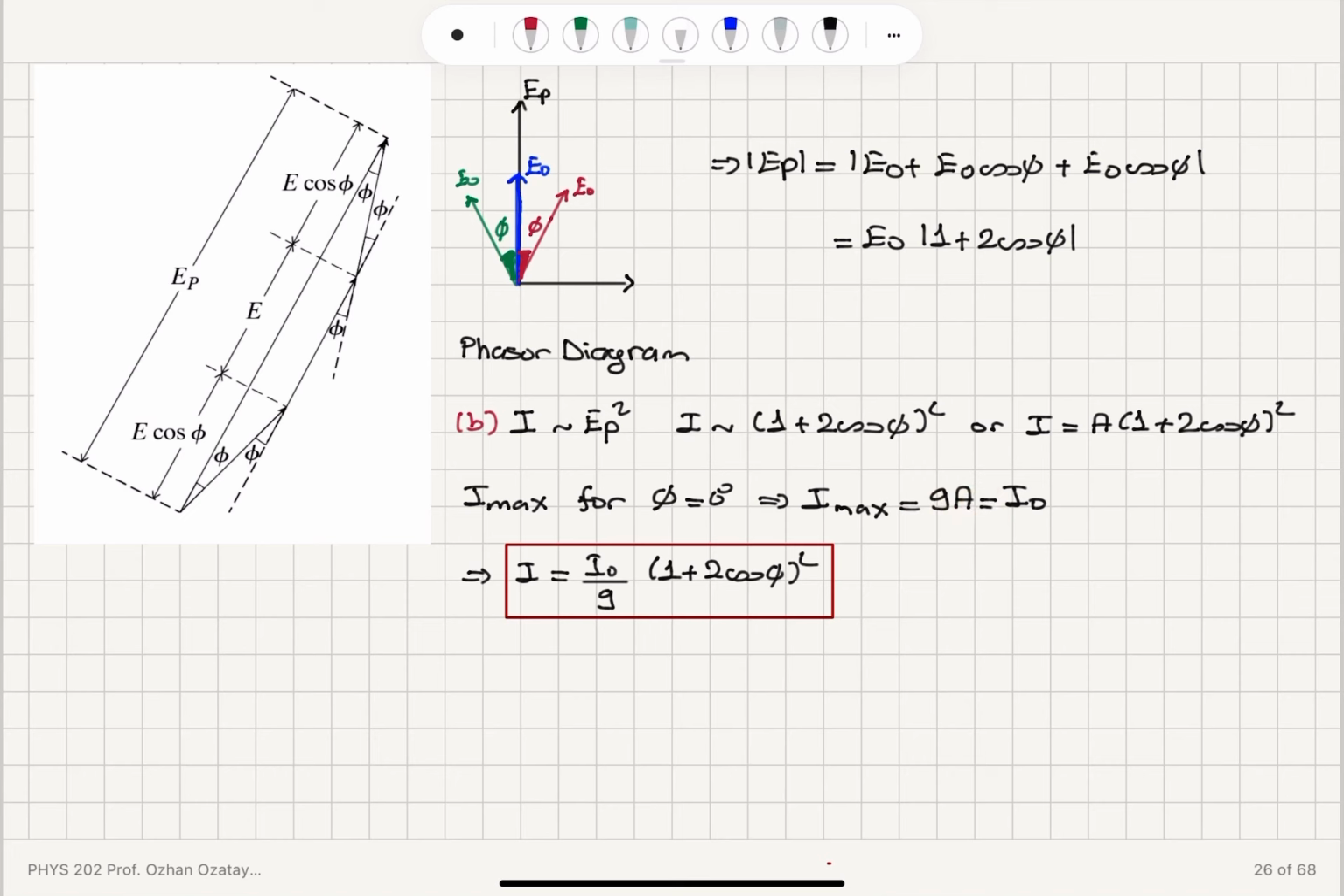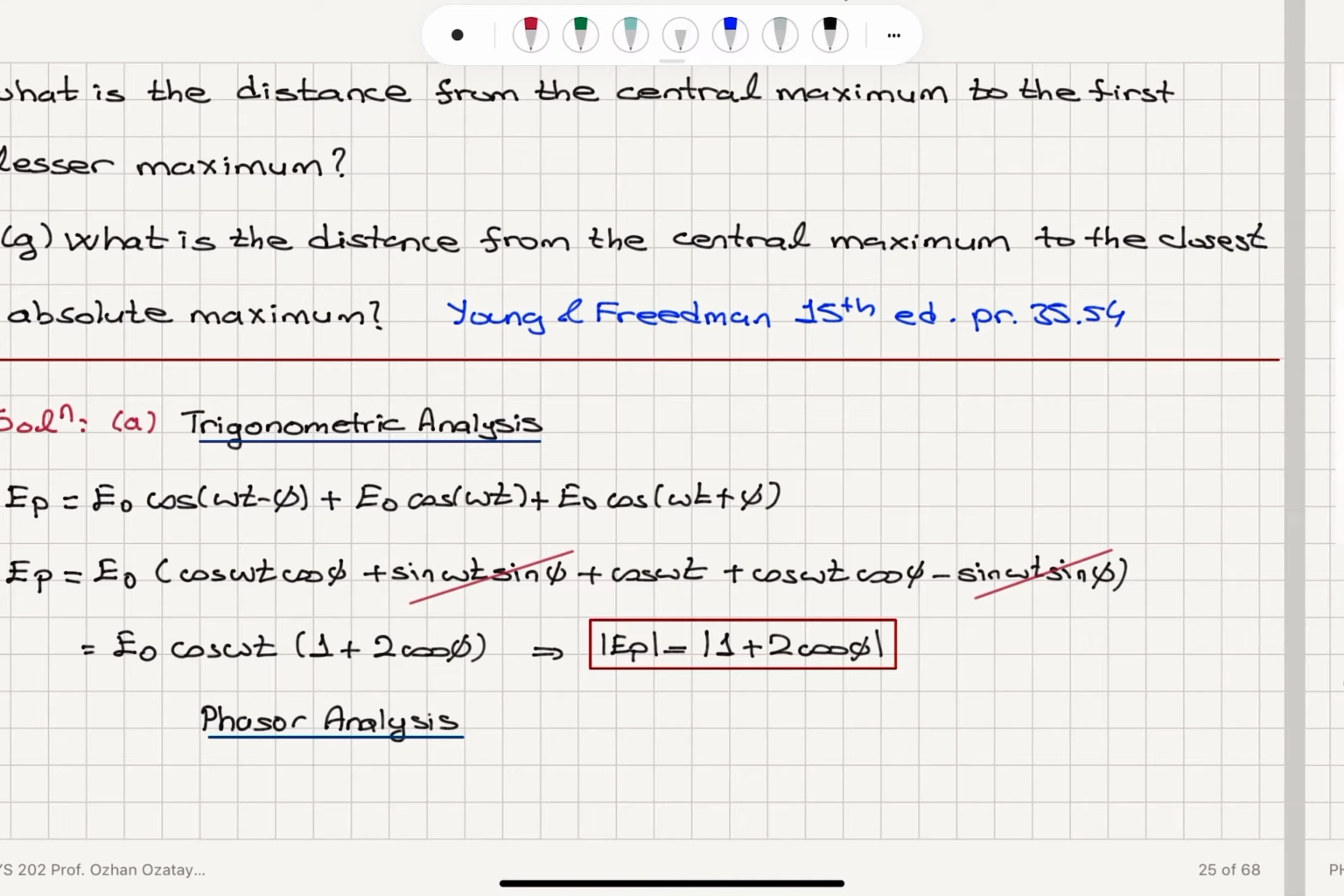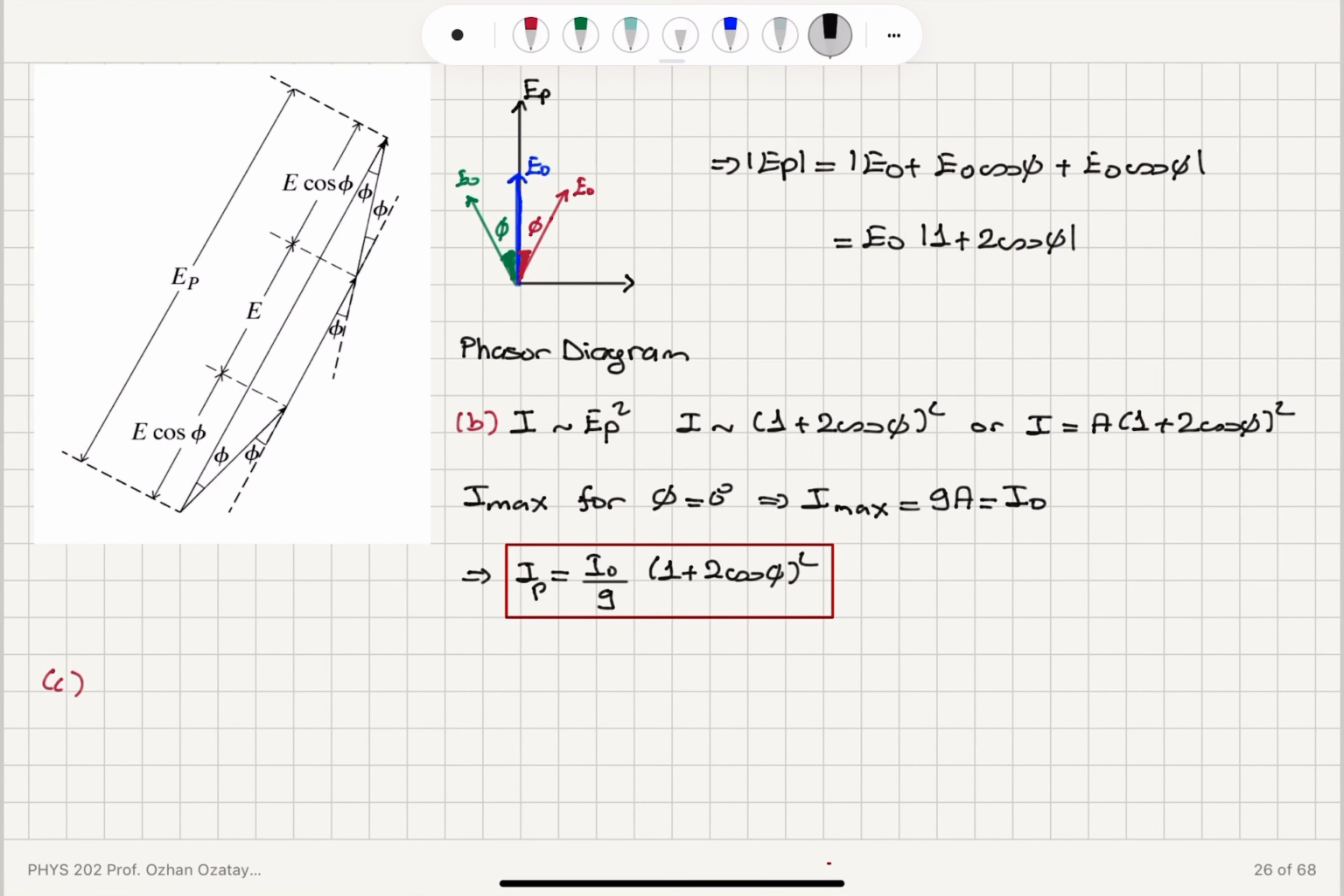So I0 divided by 9, times (1 plus 2 cosine phi) squared, is the intensity at point P. Now part C asks me about the lesser maxima. What values of phi exhibit the lesser maxima? So where do we get maximum intensity here?